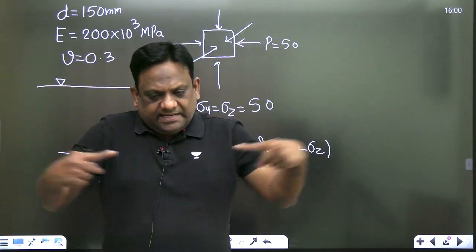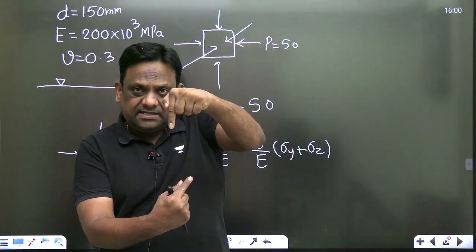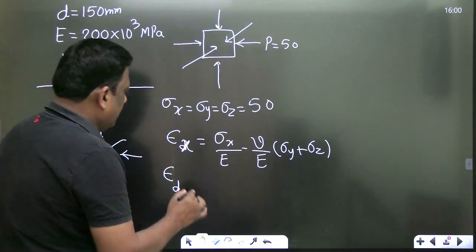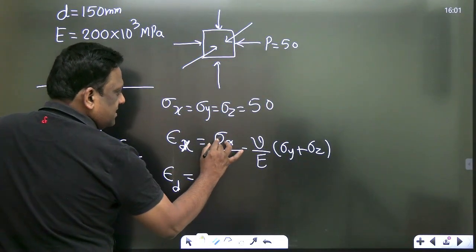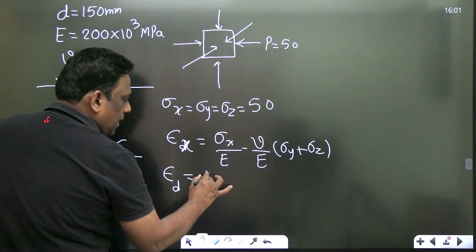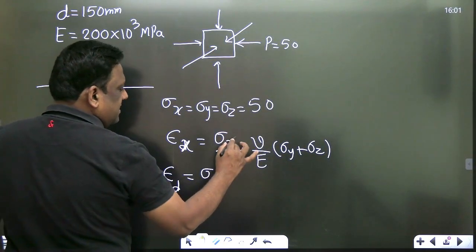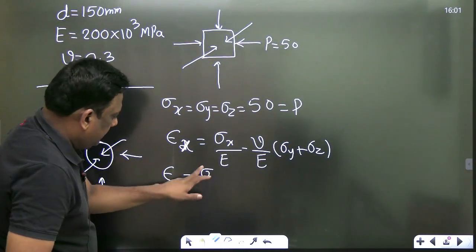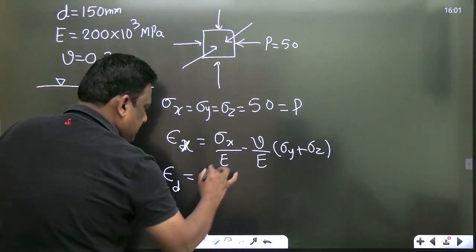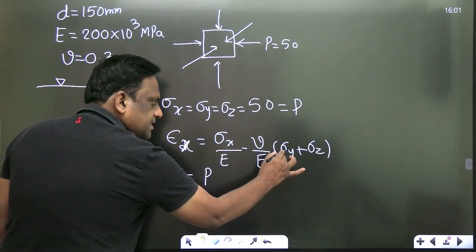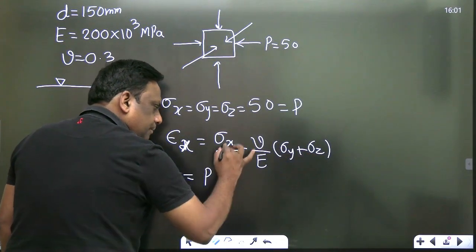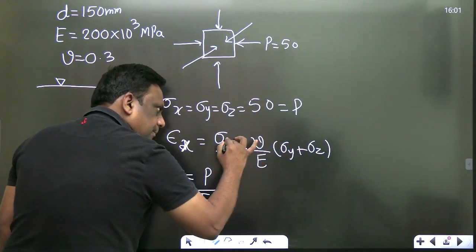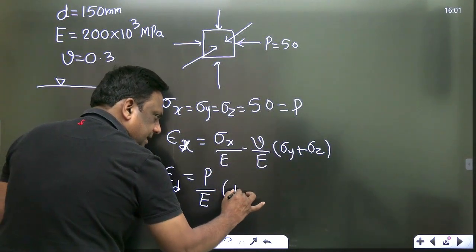I repeat, x direction, there is a decrease in diameter. Y direction, there is a decrease in diameter. Z direction, there is a decrease in diameter. So in this case, epsilon x, epsilon y, epsilon z, all are same. So I will write this as, this is 50, these are all 50. So let us say sigma x, sigma y, sigma z, let it be equal to P. So sigma x, sigma y, sigma z, all are P. This is P, this is P, this is P. P plus P is 2P. So P by E, let me take common. If I take P by E, P plus P is 2P. P common. So P by E (1 minus 2 nu).